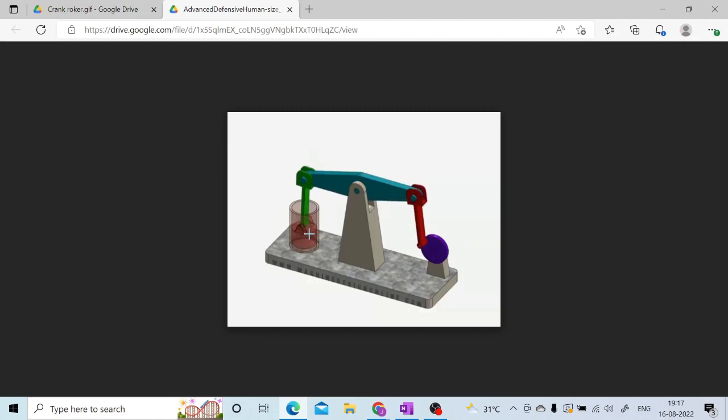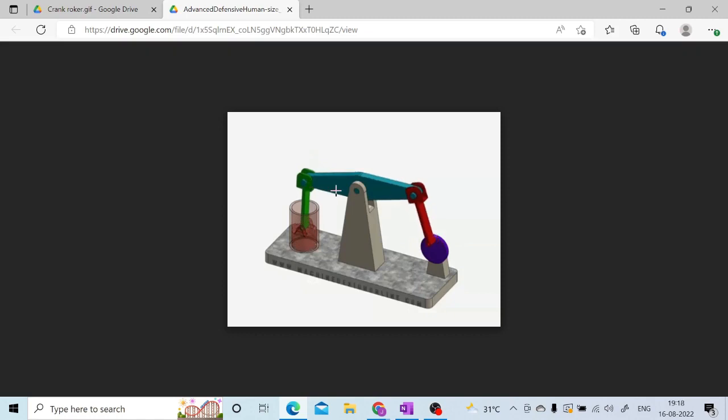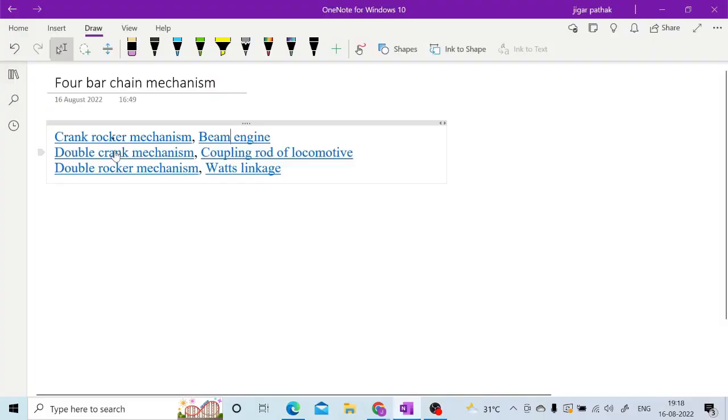But your mechanism is going to start with this crank, which is having full rotation, which is attached to this fixed link, and then this connecting rod, and this particular rocker which is having oscillation. So your actual mechanism is going to end at this point, but what you are seeing is the attachment in order to get certain work done. So this is how you are having your crank and rocker mechanism, and it is utilized in your beam engines.